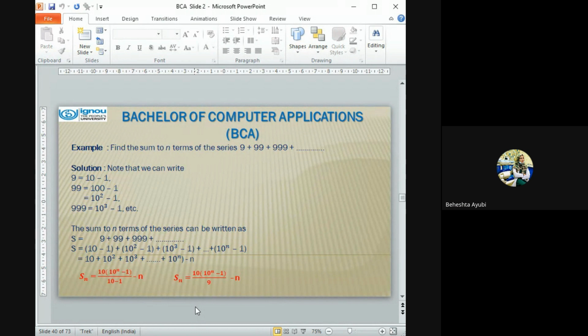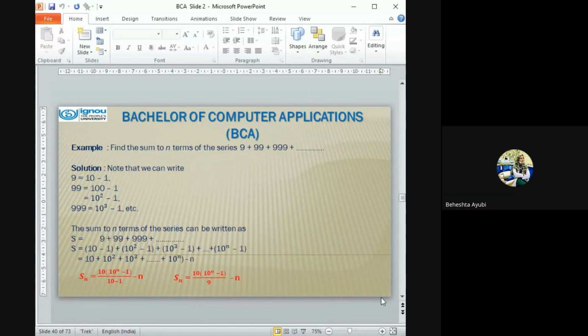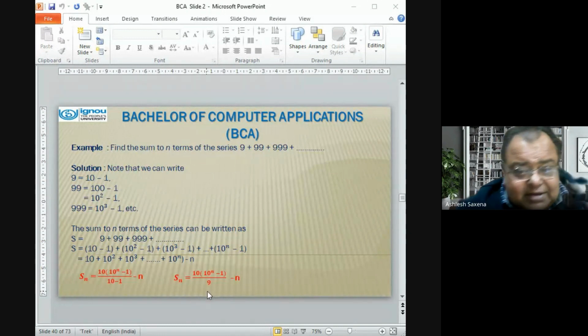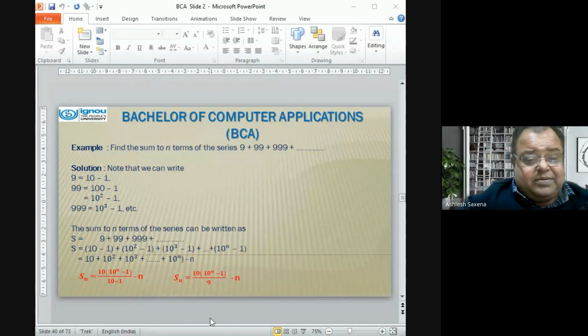Sir, can we add one into n? For example, for A1, we will add one and we will get nine. Then 99 into. How are you going to get? My question is that only. I just asked, can you show me by placing n is this? Anyway, can you show me that this formula is correct for this series? My question is that.